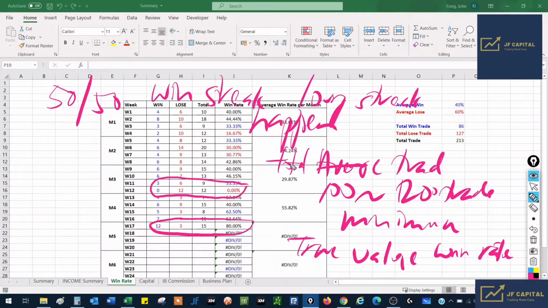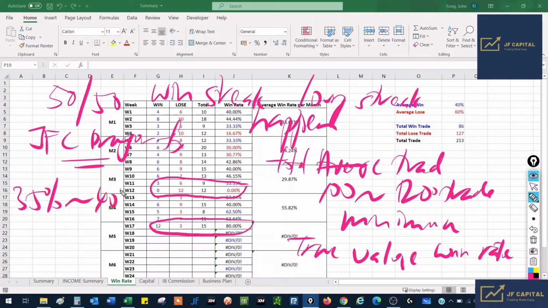So this is how I journal down, and what JFC Dragonfly can bring you. The win rate for JFC Dragonfly is around 35% to 40%. Good week and bad week, so the average win rate is around 40% as calculated.